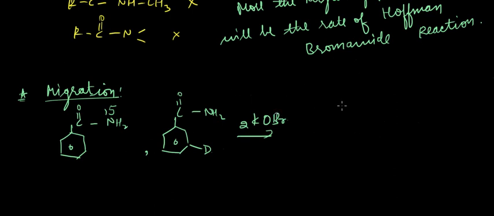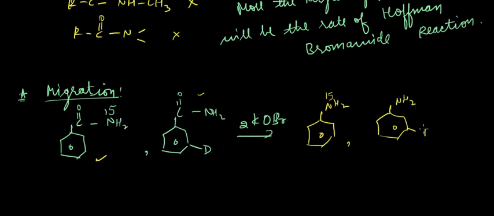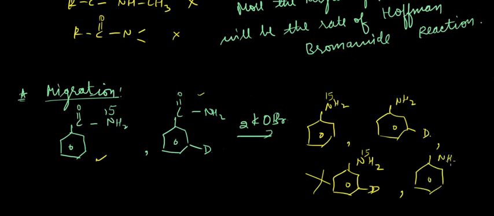The product formed would be something like N15H2. This would be one of the products, and in this case we would have something like NH2 and D. So we won't be having products like D here and N15H2, or something like NH2. We won't be having these two products. Why? Because it is intramolecular.